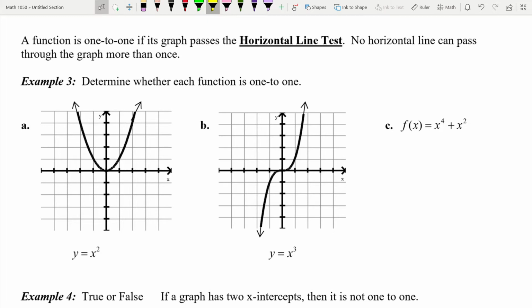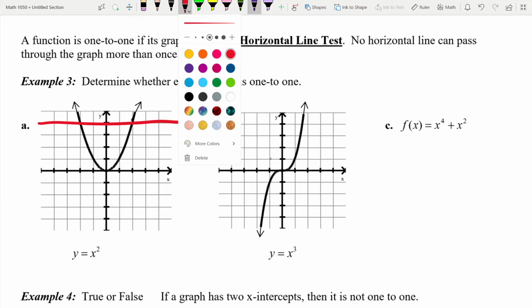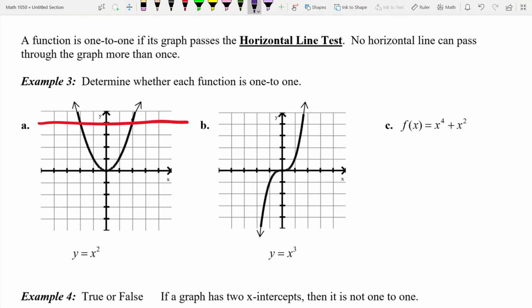If we look at example 3, I want everybody to take your pencil and draw a horizontal line. Let's not do it right there, let's do it right here. Draw a horizontal line right there. I'm trying to decide if y values repeat. Look at this dot right here. Everybody label that (-2, 4).